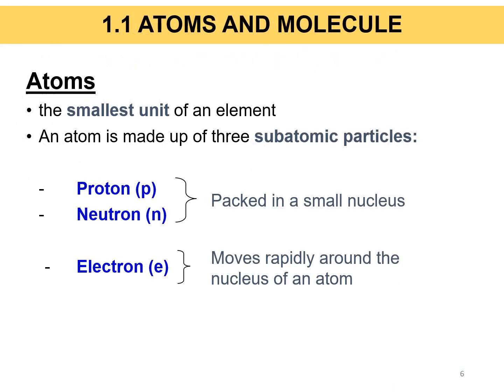So let's go through the atoms first. What is an atom? Basically, an atom is the smallest unit of an element, and it is made up of three subatomic particles known as proton, neutron, and electron. Let's look at the next slide.